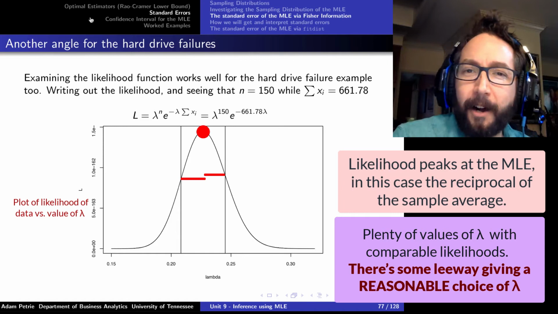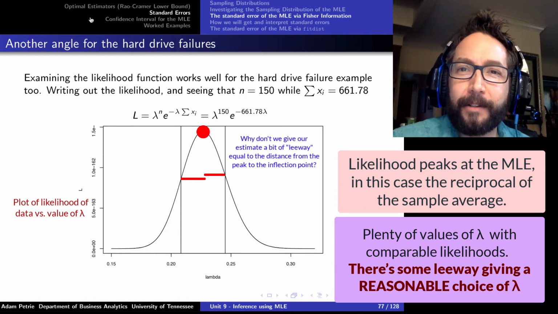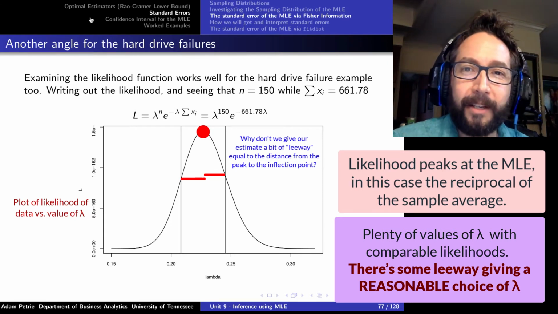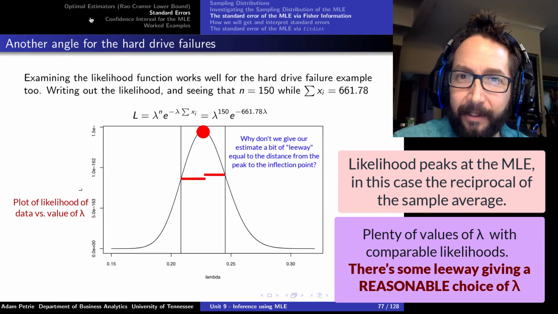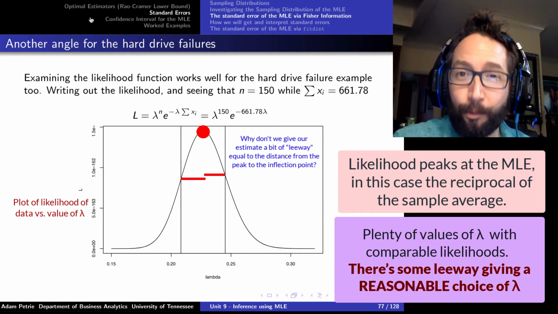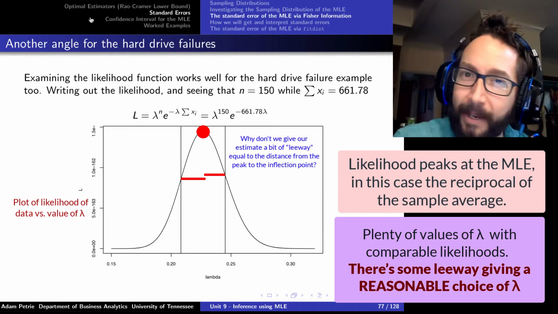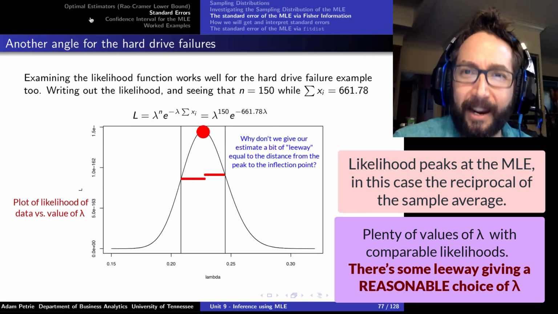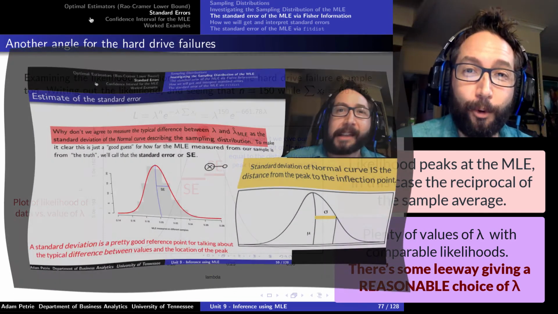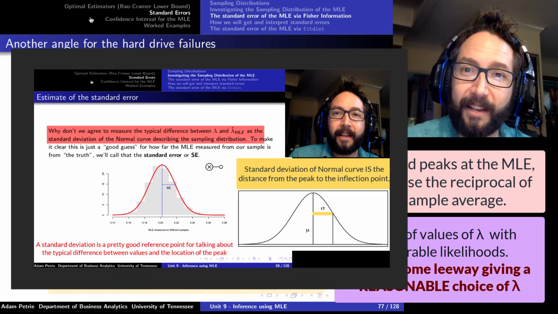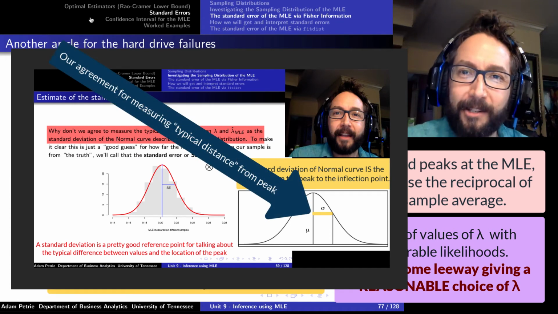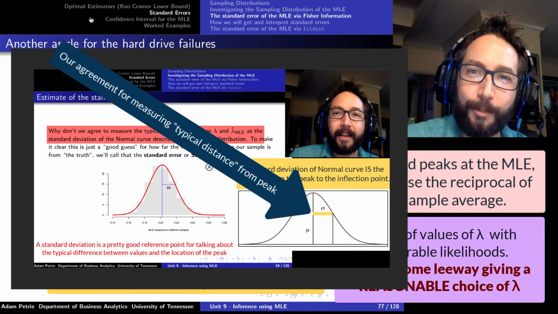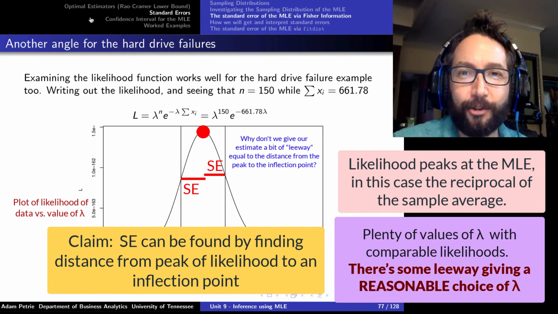So why don't we do the following? Why don't we try to figure out the distance between the overall peak of that likelihood and where the inflection point of that likelihood is, where the likelihood goes from sloping downward ever more quickly to sloping downward ever more gently. Kind of like how we decided what the standard error should be when we referenced that normal distribution, looking at the inflection point of that normal distribution. Why don't we do something similar here and use that as the amount of leeway that we have in our estimate of that lambda parameter for the exponential?